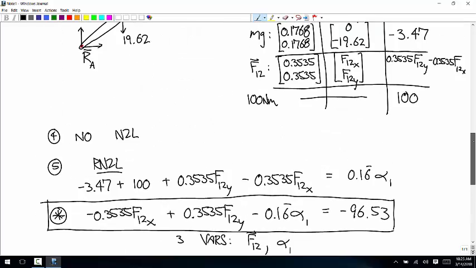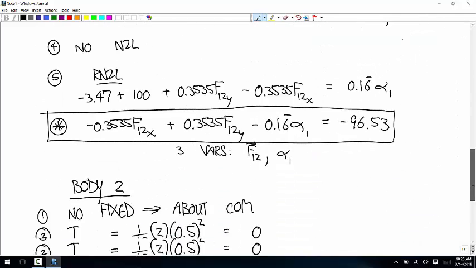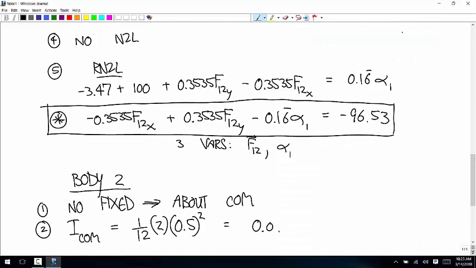Oh, okay. 0.0416 repeating kilogram meter squared.